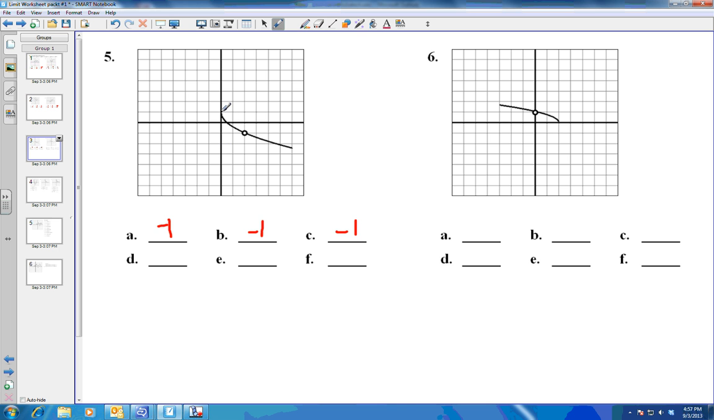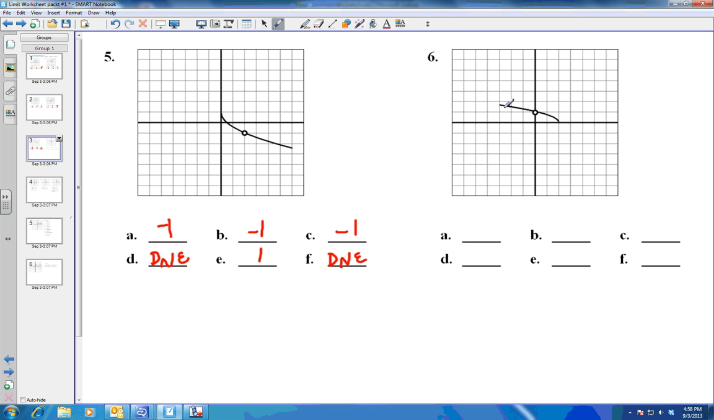I'm going to find the limit as x approaches 0 from the left. I can't approach this from the left, so we're going to say does not exist. Now I can find the limit as x approaches 0 from the right. It looks like it's approaching 1. And so my total limit, we're going to put does not exist.